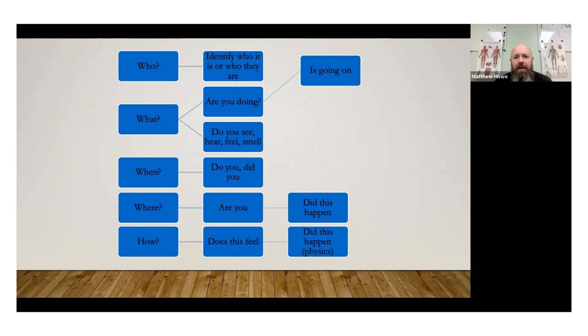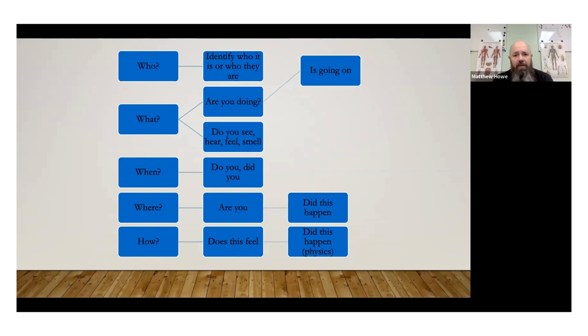So a question like who? Identify who it is or who they are, meaning, was there a person tied to this issue they're having? Maybe it's themselves, right? But identifying who it is is one of those light bulbs that we shine a little bit of light on whatever the darkness is, and it helps it to become a little bit less scary for them.